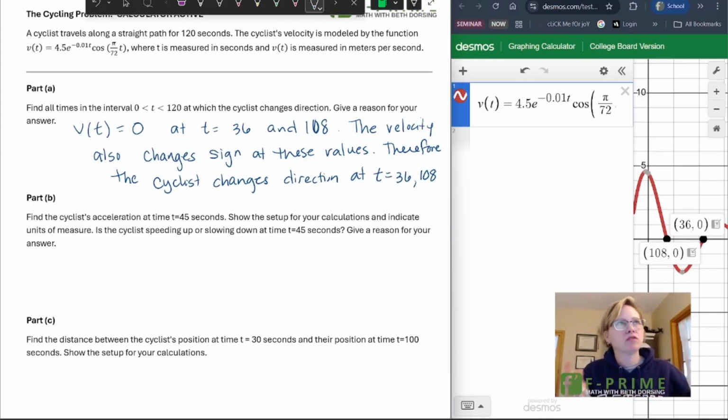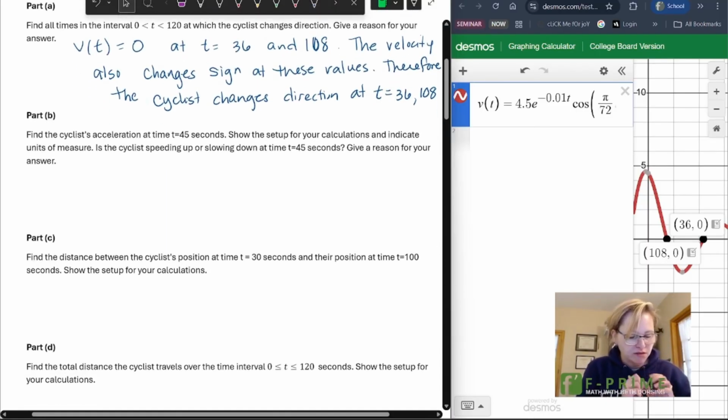If you're giving general information about an x-intercept, make sure that you're referring to v of t and saying v of t has x-intercepts at 36 and 108, but you also then need to give a second piece of information. Usually when we justify anything, 2 pieces of information is your general rule of thumb for most justifications. You need the derivative, or in this case the velocity, which is the derivative of position, to be 0, and then you need to show a sign change. So 2 things for every justification. So let's look at part B.